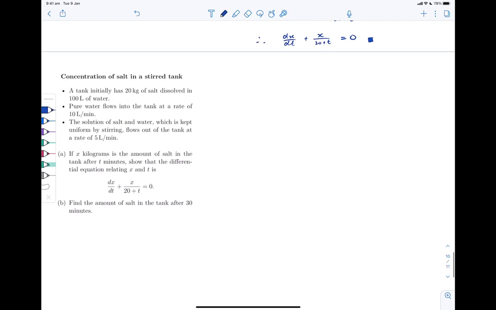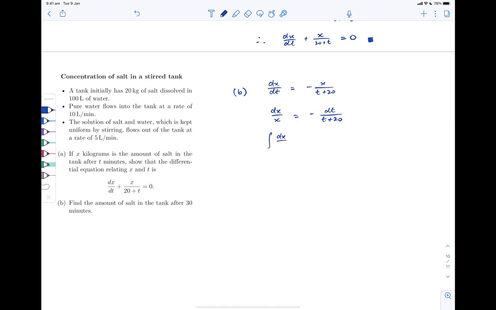Okay, so that was part A, and now B: find the amount of salt in the tank after 30 minutes. So we get dx/dt equals negative x over, I'm just going to write t plus 20. To proceed here, we need to separate the variables. So I get dx over x equals negative dt over t plus 20. I've separated: the x has gone down, the t's gone up. I'm keeping the negative with the independent variable.